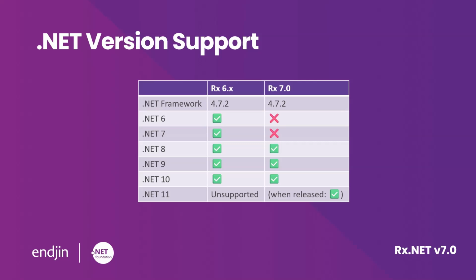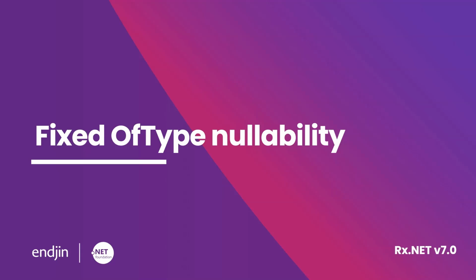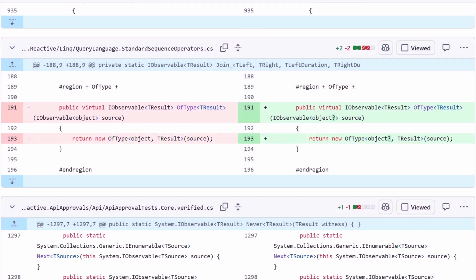Okay, so I said that removing support for .NET 6 and 7 was the first of the 3 breaking changes. The second breaking change is that we fixed a bug in our nullability annotations. This was a pretty small bug. The OfType operator was incorrectly annotated, which occasionally required developers to use the null forgiving operator or similar workarounds in scenarios that shouldn't have needed it. There was no change in the runtime behavior. The change is that the nullability annotations now describe what the API does more accurately.